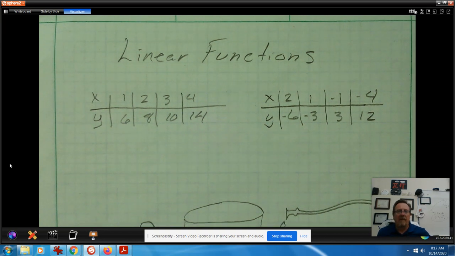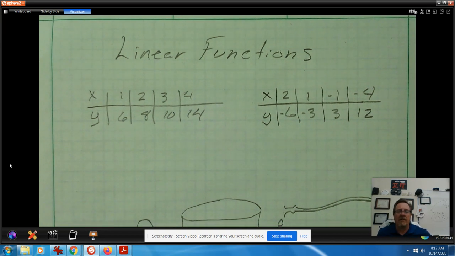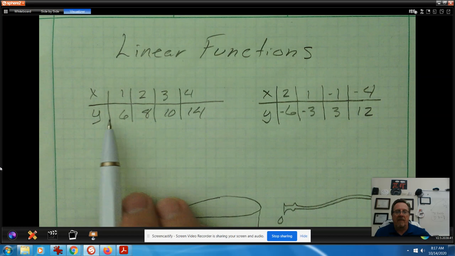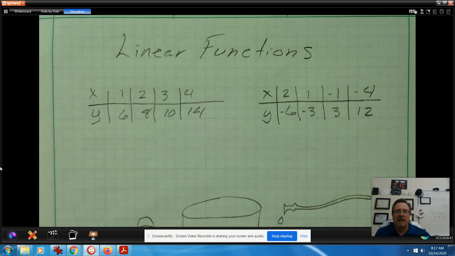The most important thing to remember about a linear function is that when we put all the points, the x, y pairs, x and y values, onto a graph, they're all going to line up in a nice line. Without graphing it, can we tell if a function is linear just by looking at the values of a table? Yes, we can. And here's how we do it.